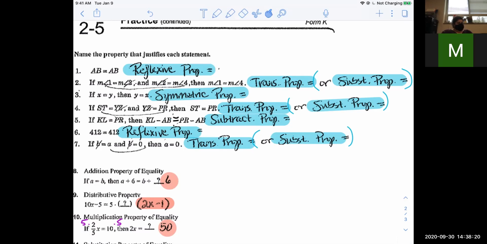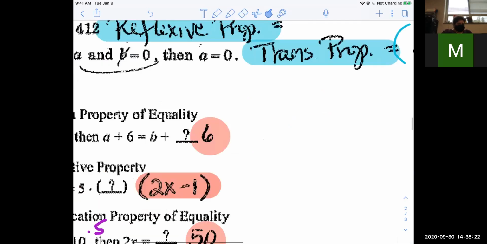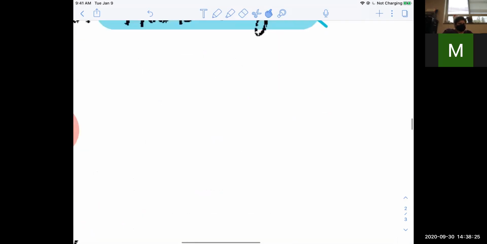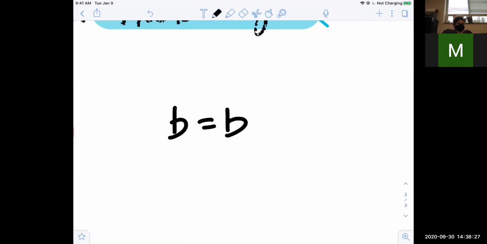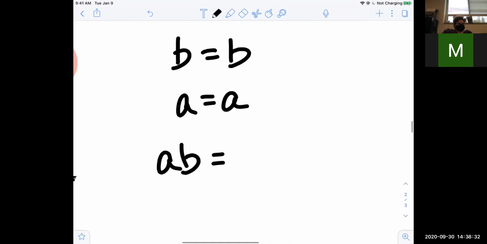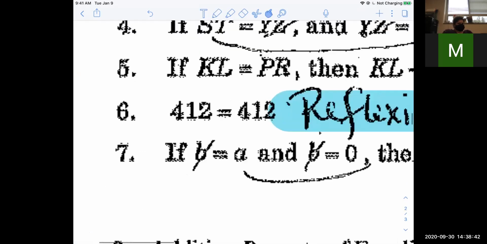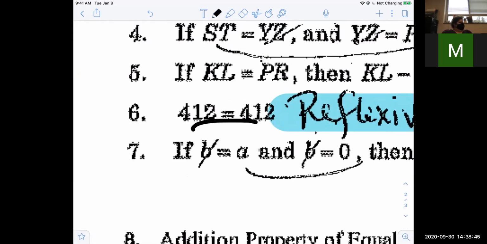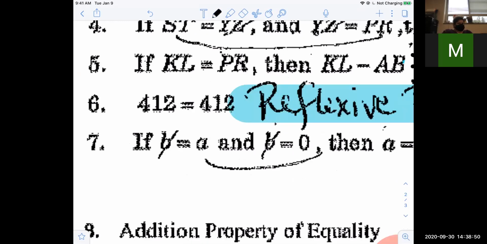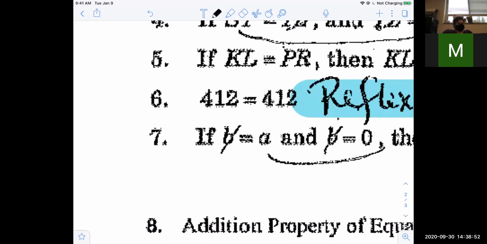If it's reflexive, you would have to write the same exact thing on both sides. So if it was reflexive, it would say B equals B, or it would say A equals A, or it would say AB equals AB. You will physically write the same thing on both sides. Reflexive will not be an if-then statement, okay? Notice if this one was reflexive on number 6, it's just an equation, there's no if-then. Okay, for symmetric, it'll be if-then, because if it was symmetric, I would go if B equals A, then A equals B, and I would switch the two sides around.